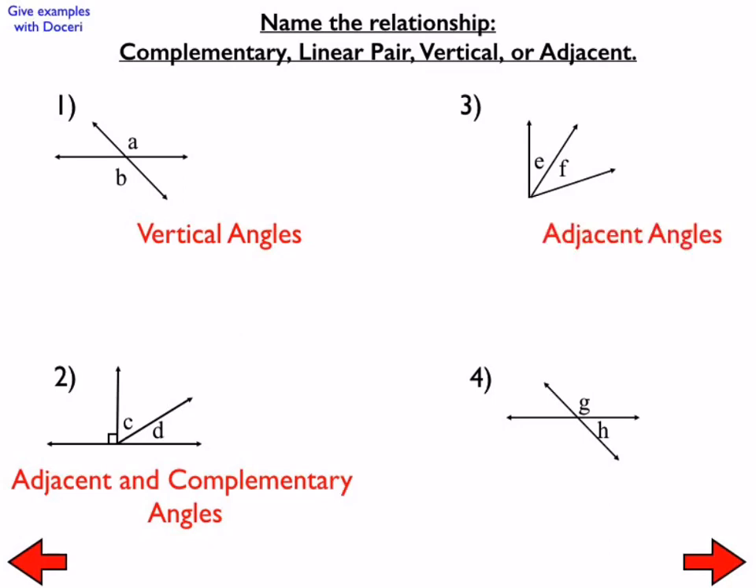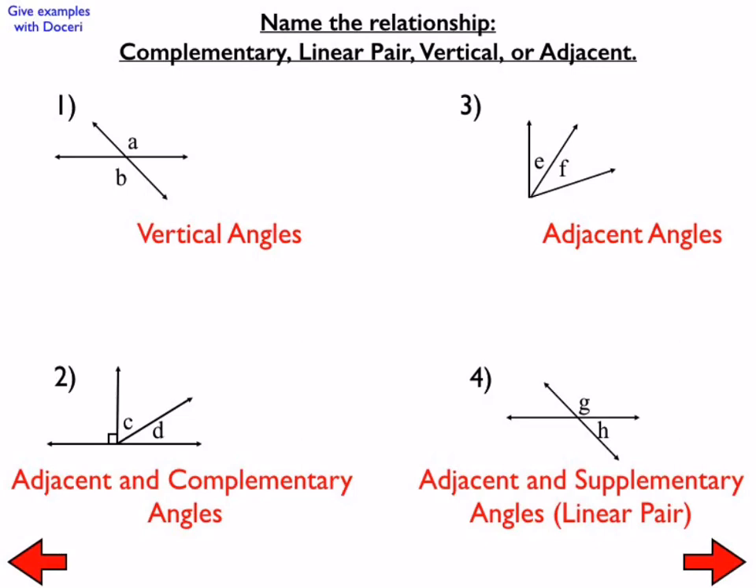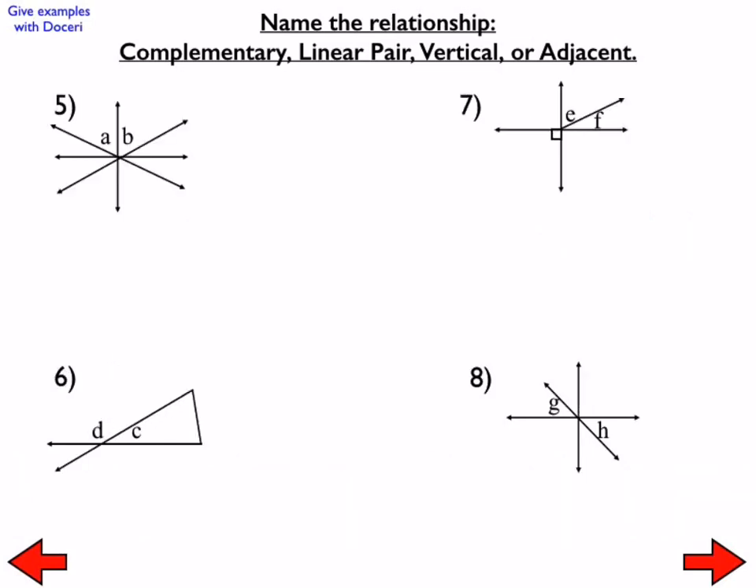Number three, those are only adjacent angles. Number four, those form a linear pair and they are adjacent to each other. Now, I didn't ask if any of them were supplementary. They happen to be supplementary and a linear pair, but they're also adjacent to each other. So, if I knew that angle H was 60 degrees, because I know they're supplementary or they form a linear pair, I would know automatically without a protractor that angle G is 120 degrees. And that's the kind of thing that I'm talking about.